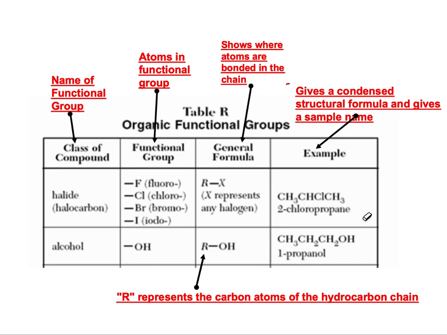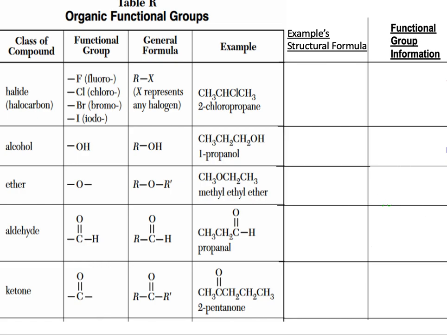So we're going to add on to table R. I added an example structural formula. So whatever the example is, it's going to draw it out, and then it's going to give you a little tip of what to look out for with the functional group. So as I go through this, pay attention, fill in the table that's on your notes, and just make sure you're comfortable with this column and this column, the general formula and the example.